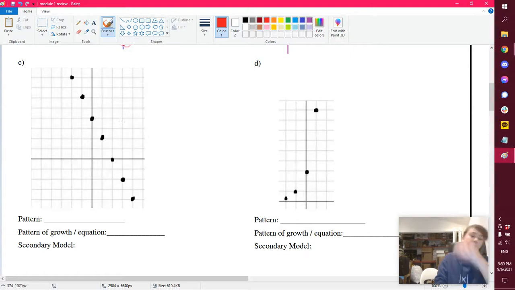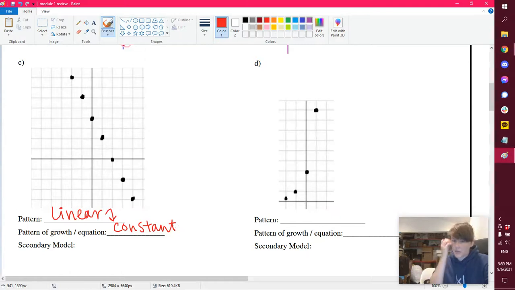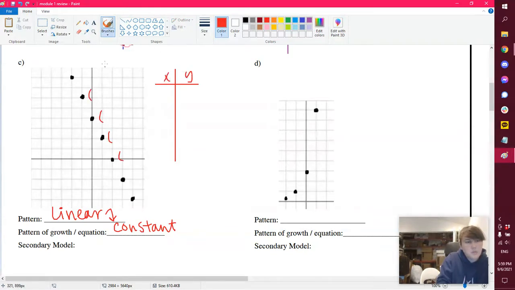All right. The pattern here is linear. How do you know, Miss Johnson? It looks like a straight line. Linear equations always grow constantly. So it's always a constant pattern of growth, a constant rate of growth. The secondary model, we can make a table, x and y, and simply just put the x and y coordinates of a couple points, right?